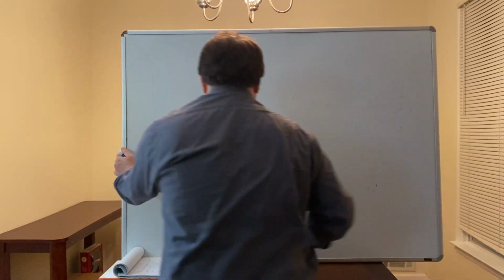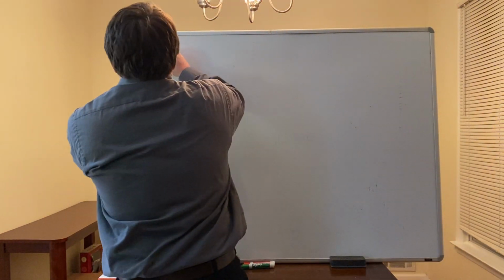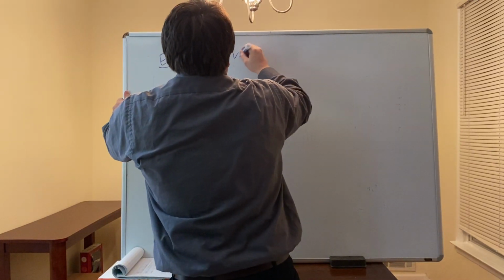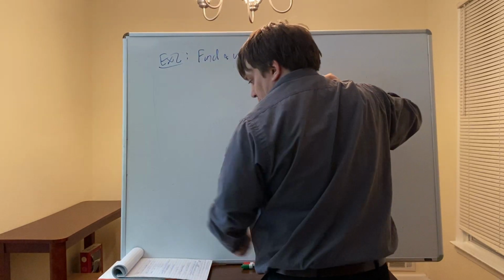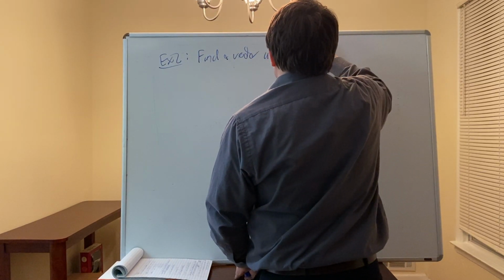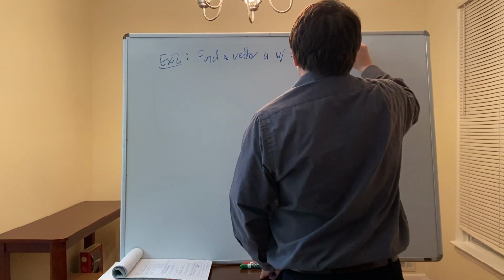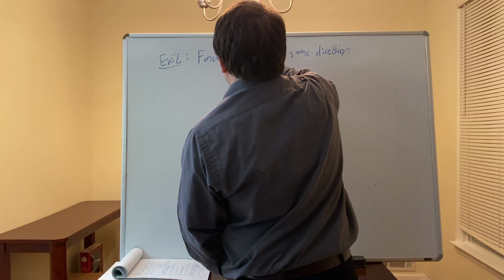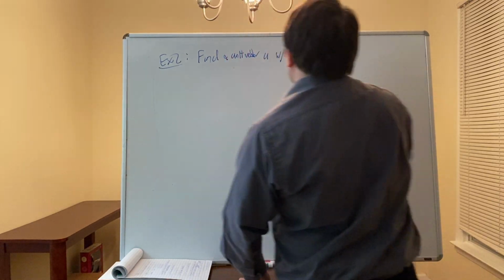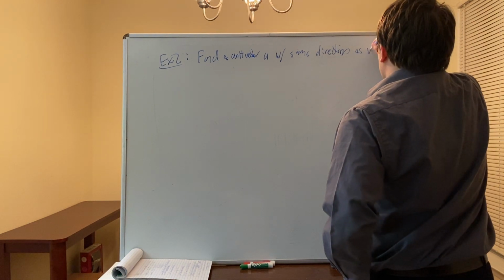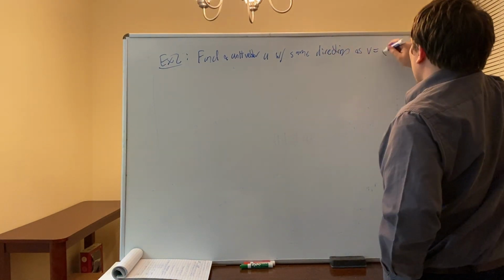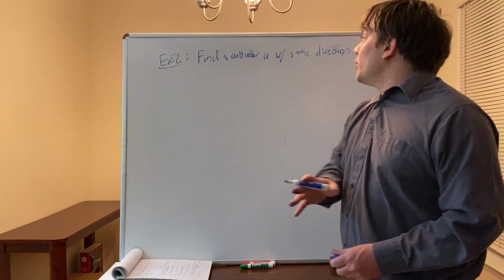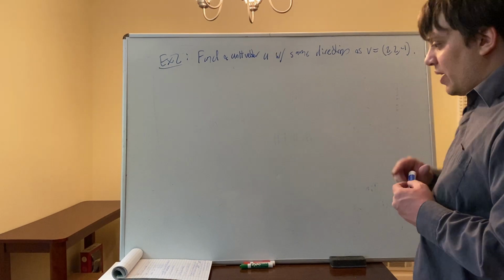Okay, example 2. Find a unit vector u with the same direction as v equals (2, 2, -1). So we want to find a unit vector u with the same direction as that vector.